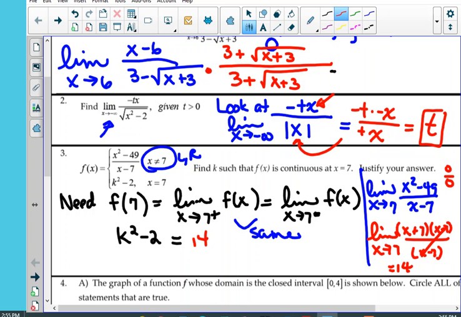So k squared minus 2 equals 14. If you just write down that statement and you don't show how you got it, you're not going to end up getting full credit. You have to show how the limit definition of continuity led you to this. So k squared equals 16. So k equals plus or minus 4.